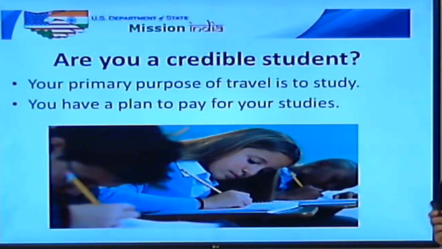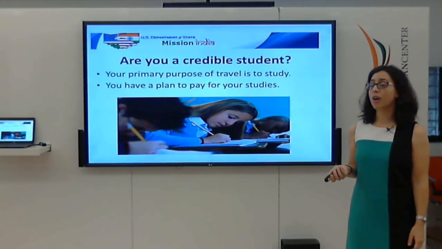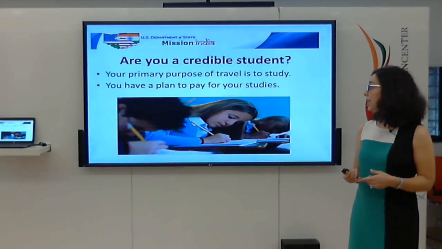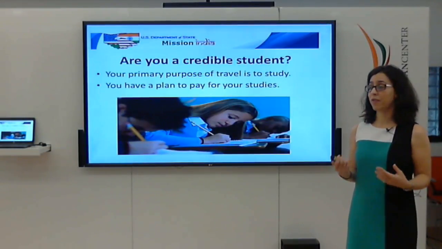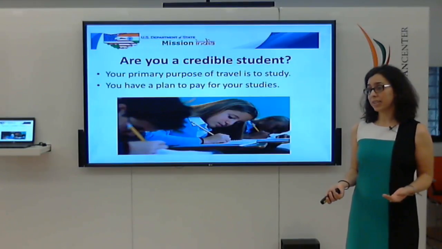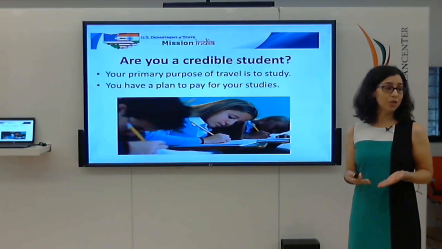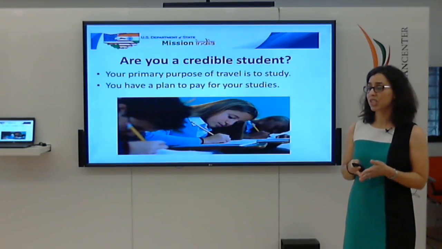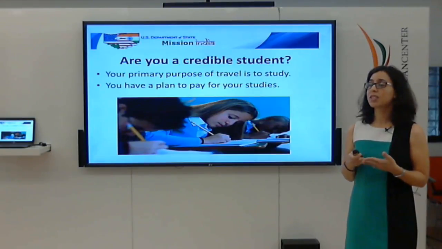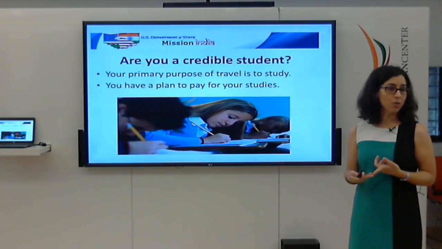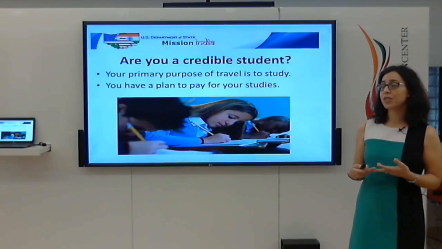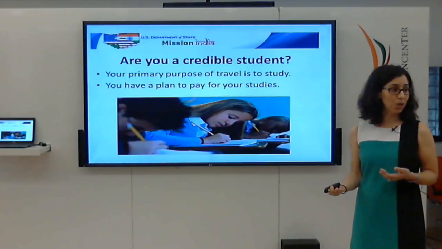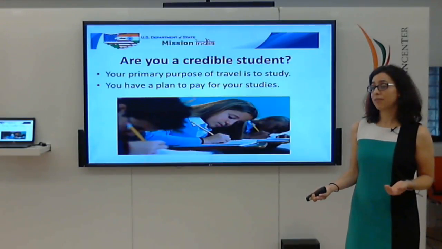The main thing that the officer is trying to determine is that you are a credible student, that your primary purpose of travel to the United States is to study, and that you have a plan to pay for your studies. These are not very difficult questions, right? You all selected the universities that you applied to for a reason. Among the universities that you got admitted to, you selected that particular one for a reason. So just think about those reasons. Why is it that you chose to study in the US in the first place? Why that university? Why did you select your course of study? How do you see this new degree helping you in the future? And then how do you plan to finance your studies?